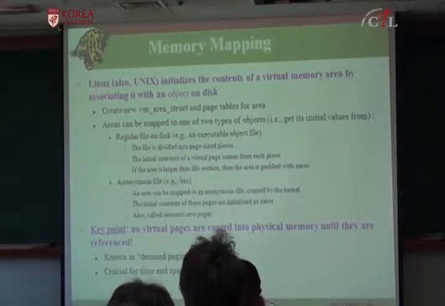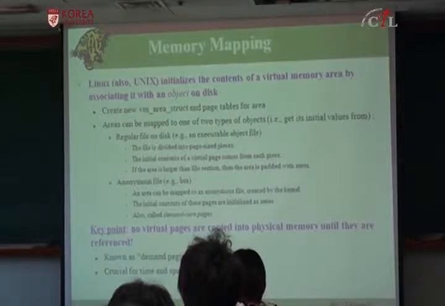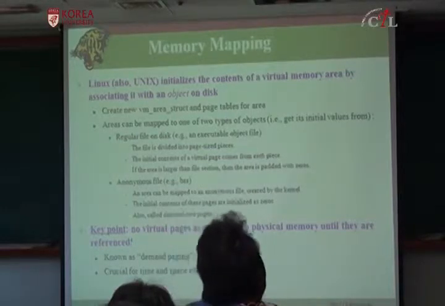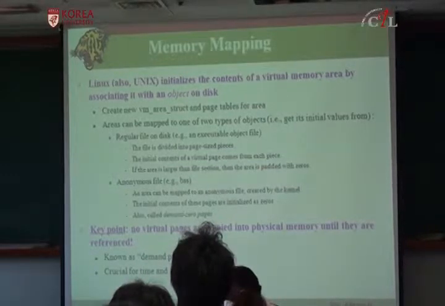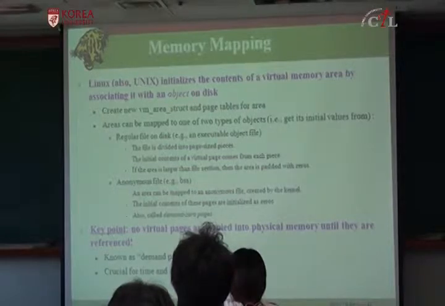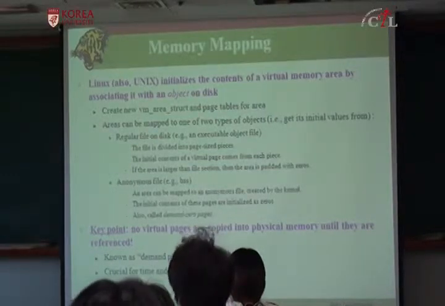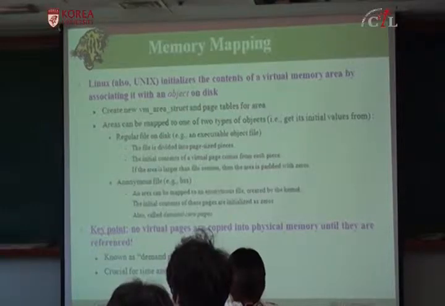So by mapping means you create an area and you associate this area with some file. That's all. But when you actually reference that page, the initial content will be loaded from the disk drive, because you mapped that area to the disk file. And areas can be mapped to one of two types of object.